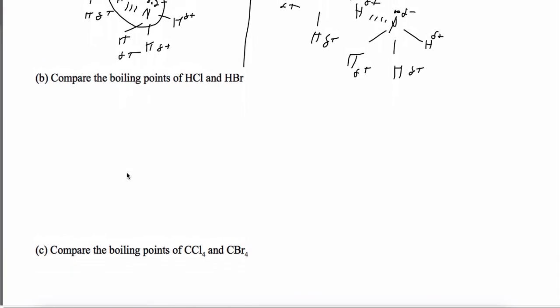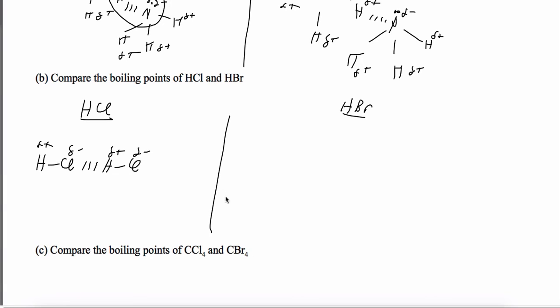Okay, let's now look at comparing the boiling points of HCl and HBr. So in this one, we have a polar molecule, partially negative, partially positive, forming a dipole head to tail with the partially positive, partially negative. It's really important that you guys leave the dipoles on your molecule if it's polar. Okay, that's a rule that I'm a big stickler about.